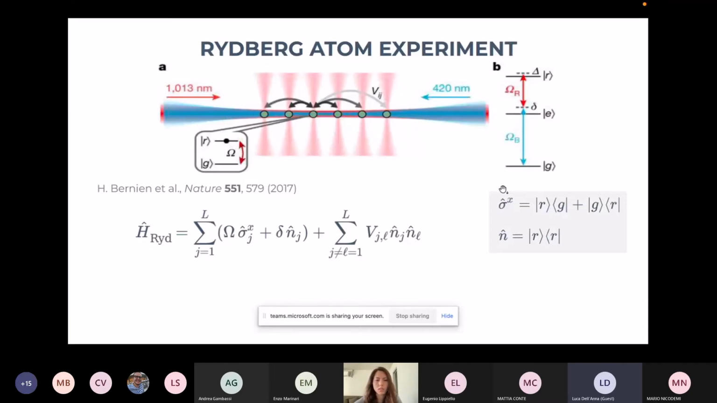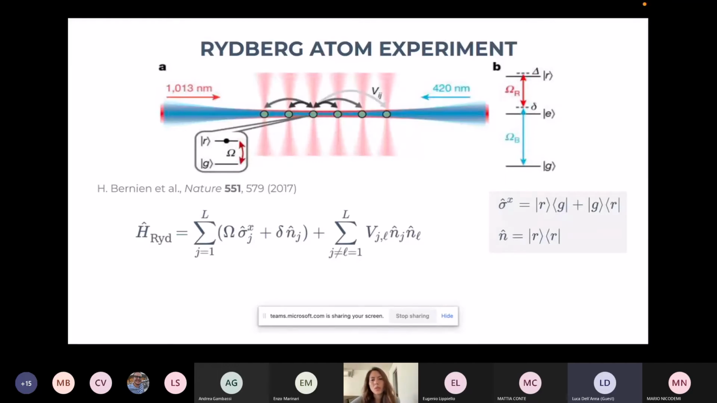So this is what sigma x is. And this term here is the energy of a Rydberg excitation. So this is the tuning delta, and this n_j is the number of excitations, which can be 0 or 1. And this last term here is the interactions between Rydberg excitations. And so these interactions decay as a power law, 1/r⁶.